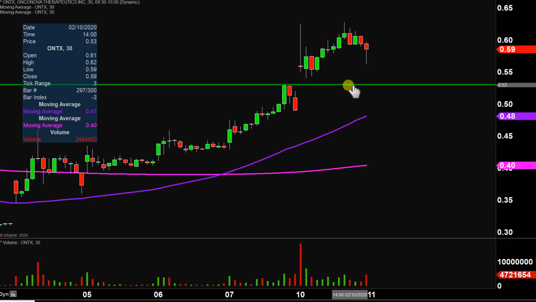But if the price falls below that level, that doesn't mean the entire chart's destroyed or ruined or anything like that. But yeah, if the price could manage to stay above that area, that would be a great sign of power.